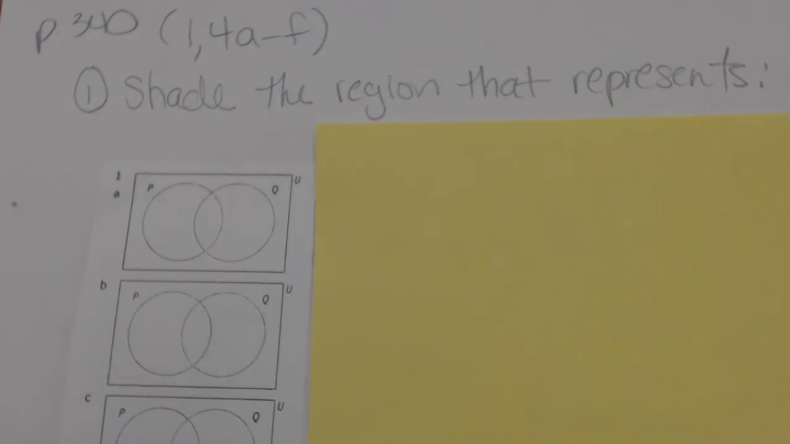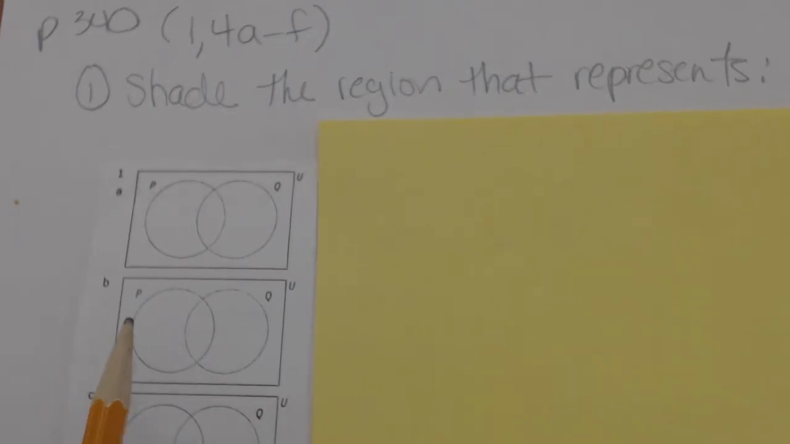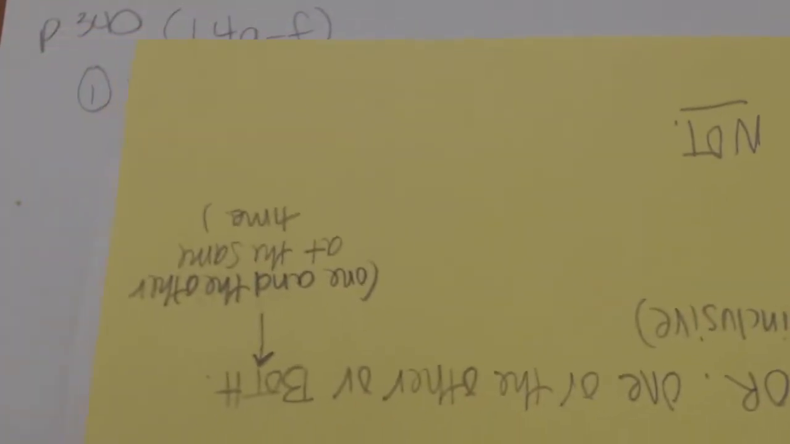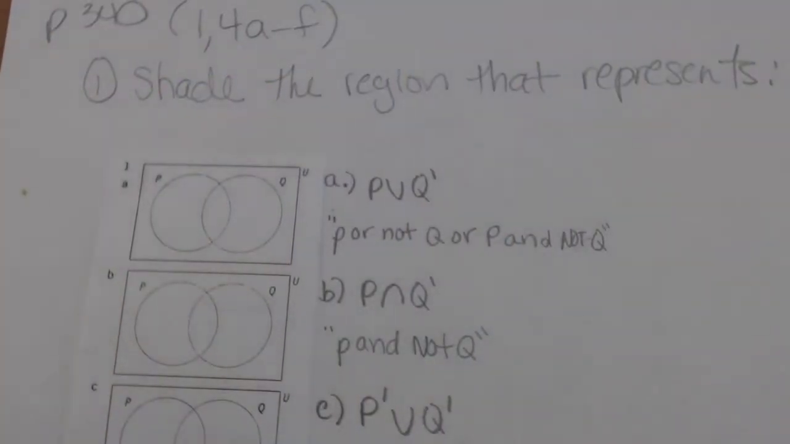The first one says shade the region that represents. Now, I don't have anything down here. What I actually did is I cheated a little bit. I copied these from the answer key so that I didn't have to draw them. But before I go over what these all are going to represent, I want to go over the symbols.